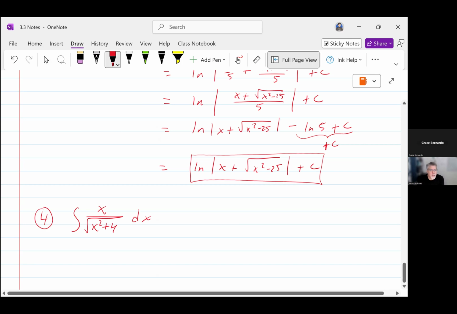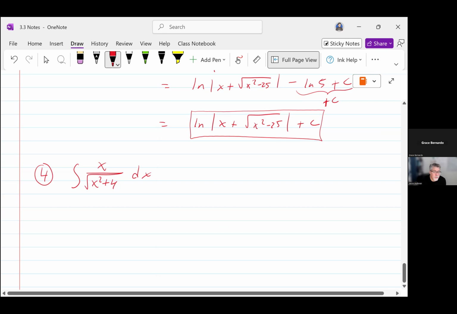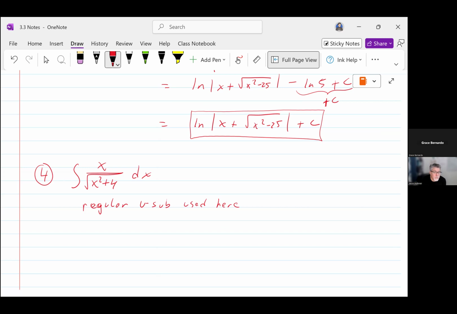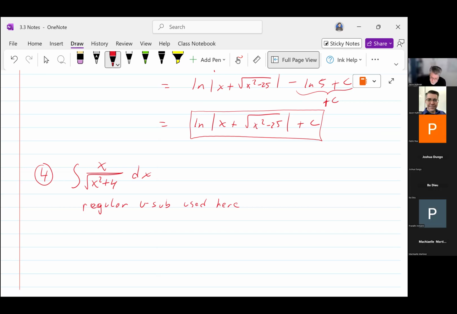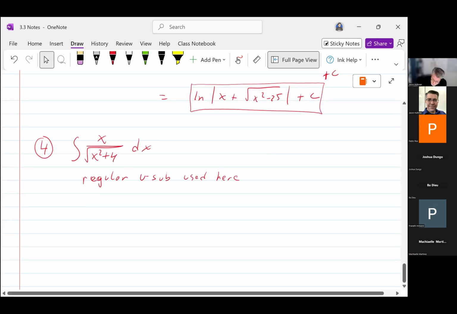Okay, this one looks like a trig sub, but it's not. It's a little deceiving because we could use trig sub on here if we wanted to, but we don't need to. So this is a regular u sub. Because if I take the derivative of the bottom, I get 2x, and I get 2x dx, and so I have x dx on top. So this one becomes pretty nice in that u is equal to x squared plus 4. Even though it looks like it would be a trig sub, it doesn't have to be.